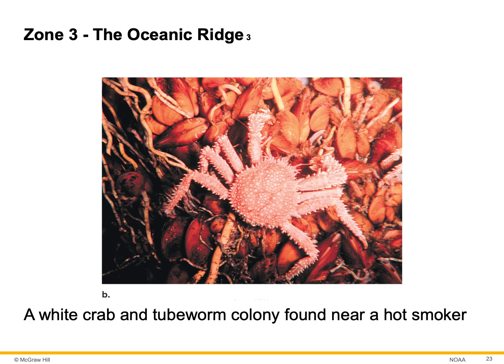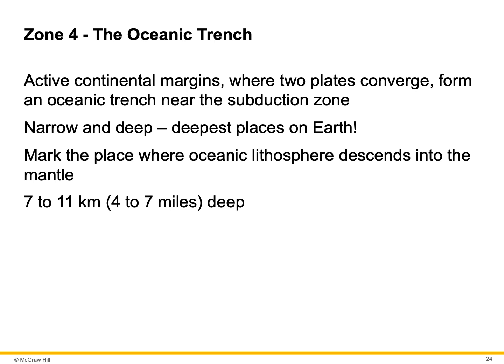Zone 4, the oceanic trench. Active continental margins where two plates converge form an oceanic trench near the subduction zone. Narrow and deep, in fact the deepest places on Earth. This marks the place where oceanic lithosphere descends into the mantle. It's 4 to 7 miles deep.